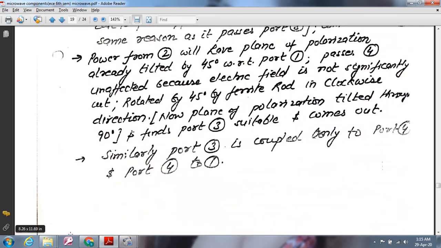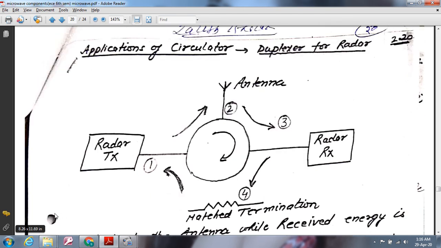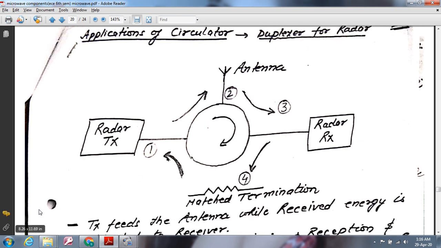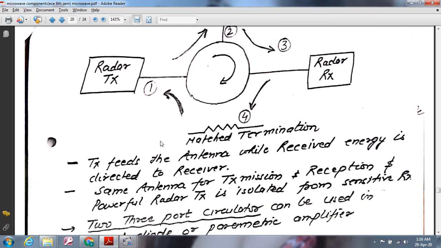Now we are going to see the various applications related to the circulator. The circulator can be used as a duplexer for the radar. Here, at this port we have connected the radar transmitter, at port number 2 we have connected the antenna, at port number 3 we have connected the receiver, and at port number 4 we have connected a matched termination.